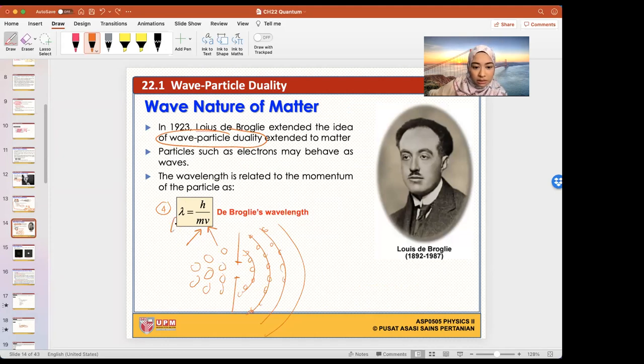This guy is in meters. Okay, it's a wavelength. Typically, wavelength is in nanometer, times 10 to the minus 9. But just convert everything to SI lah. If it's in centimeter, make it meter. If it's millimeter, make it meter. And then Planck's constant, you don't have to memorize. It will be given. Mass is in kg. And velocity, or speed, is in meter per second.